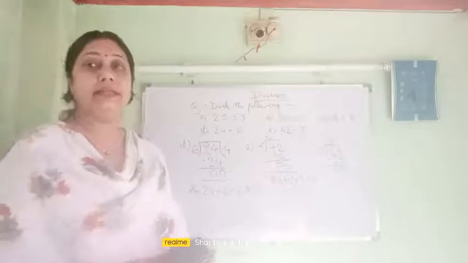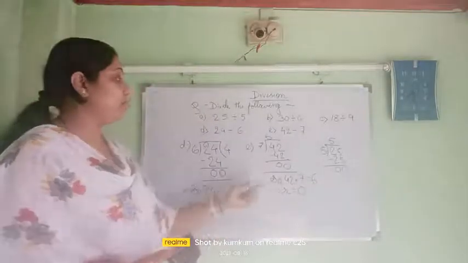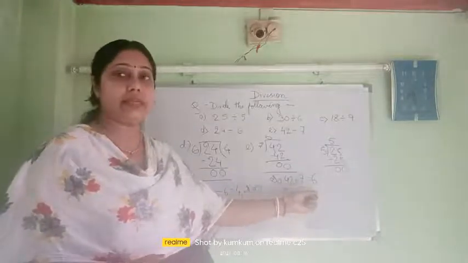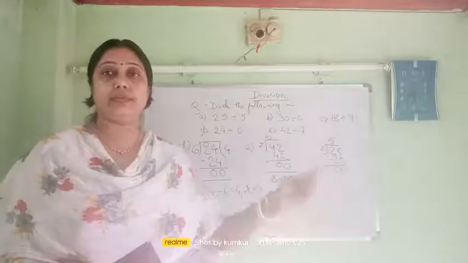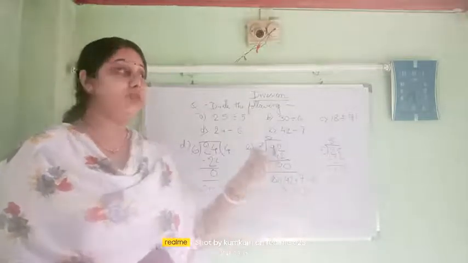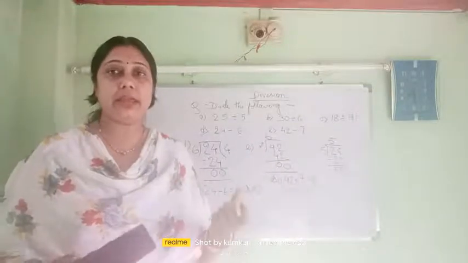So always learn the terms because in the question form it may come. That means in 42 divided by 7 equal to 6, 6 is dash. In 42 divided by 7 equal to 6, 42 is dash. That means you have to know the terms dividend, divisor, quotient and remainder.